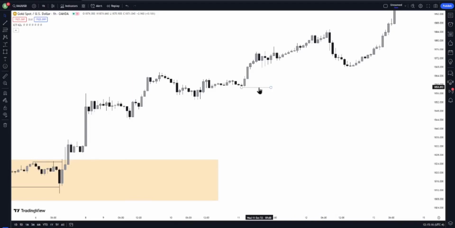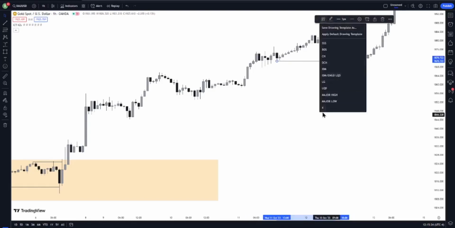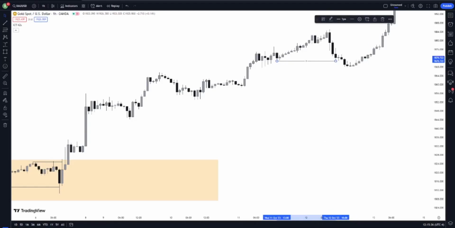And where is the inducement here? This is the inducement it took out. This inducement was taken out. Oh no, this one was taken out. So that's your inducement in the market. And as you can see, it took it out, confirming that high as a valid high.